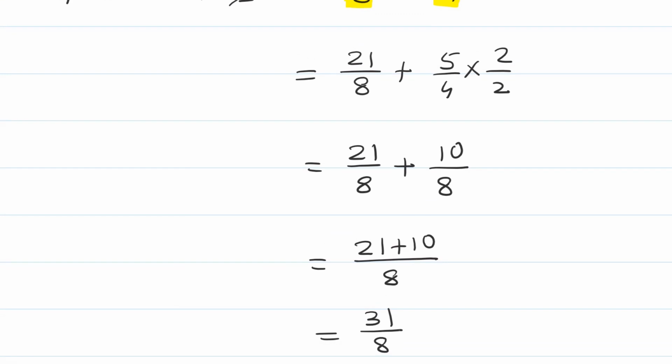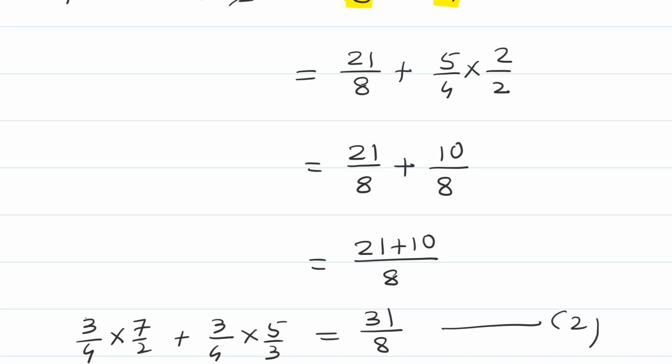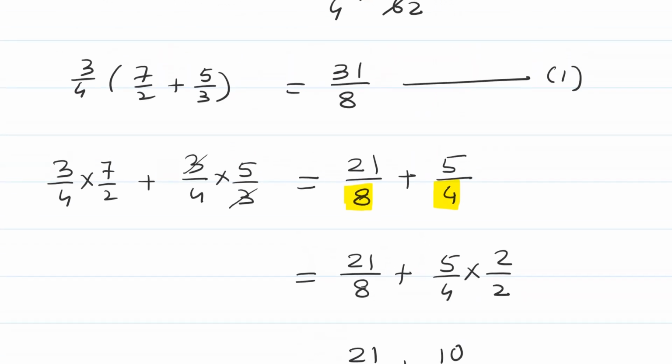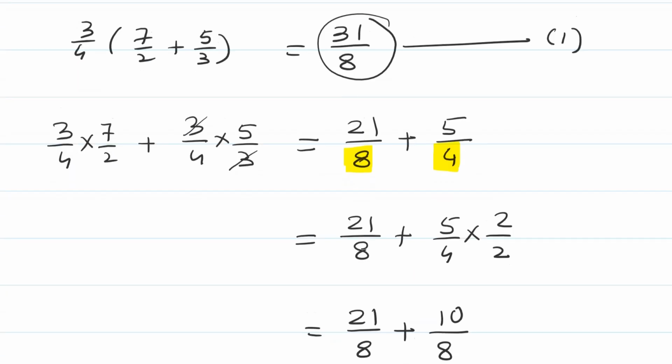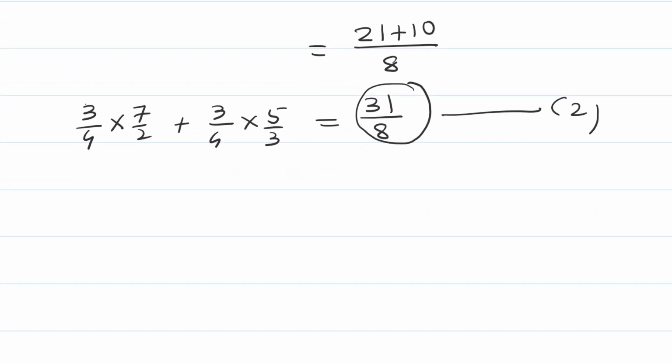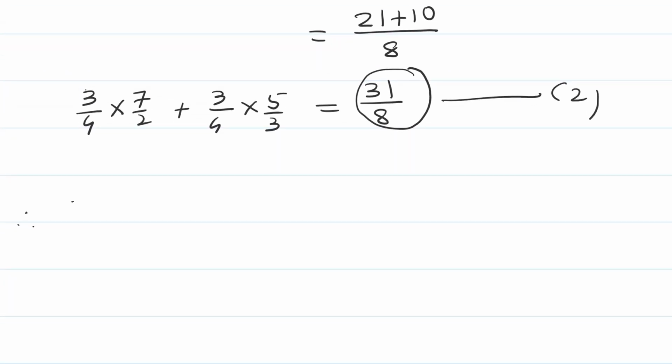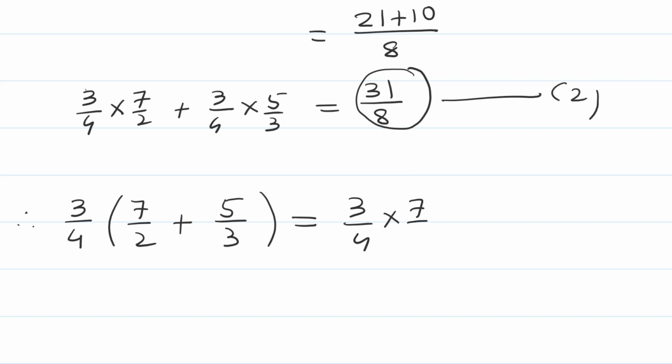So this is RHS, 3 by 4 into 7 by 2 plus 3 by 4 into 5 by 3. And now compare this expression with LHS. RHS is 31 by 8. LHS is also 31 by 8. And therefore LHS is equal to RHS. And therefore 3 upon 4 into bracket 7 by 2 plus 5 by 3 is equivalent to 3 by 4 into 7 by 2 plus 3 by 4 into 5 by 3.